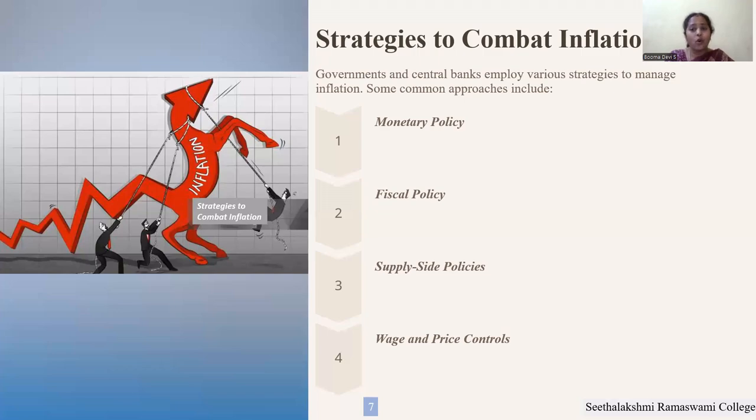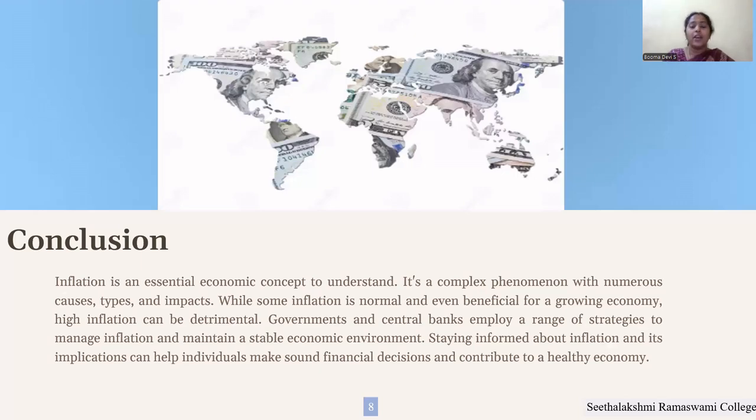Government can reduce spending or increase taxes to curb demand and limit inflation. Next, supply side policies. Policies aimed at increasing productivity, reducing regulations, and promoting competition can help boost supply and contain inflation. The last one is wage and price control. While controversial, government may impose temporary limits on wages and prices to control inflation, but this can lead to shortages and distortions.